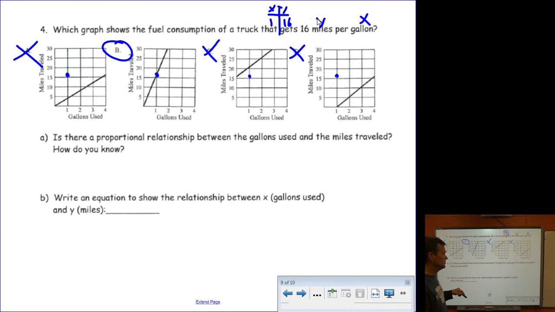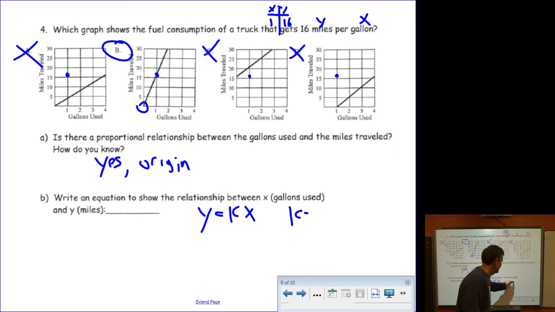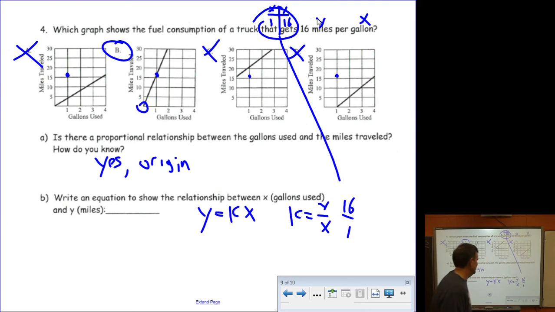Is there a proportional relationship? Yes, again, because it goes through the origin. And to write an equation, again, my equation is always y equals kx, and the k is equal to y over x. Well, that would be this, 16 over 1. So my equation would be y equals 16x.